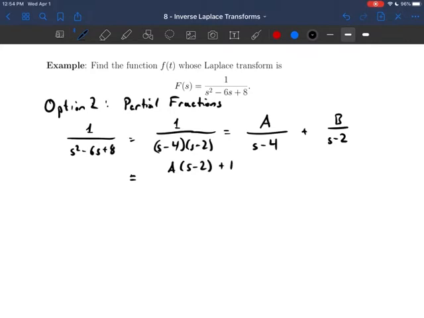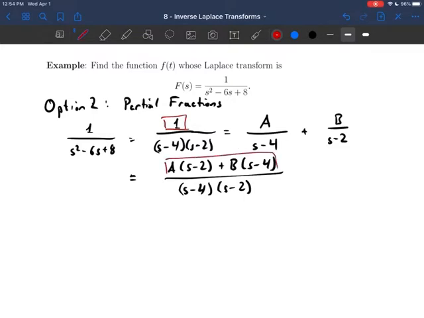So we combine them back together into a common denominator. So this is A times s minus 2 plus B times s minus 4 over s minus 4, s minus 2. And so that leads us to, since these equations are the same and the denominators are the same, then their numerators must be the same. And this is something that's supposed to be true for all s values. So we get 1 equals A times s minus 2 plus B times s minus 4. Okay, so we need to find A and B that make this equation true.